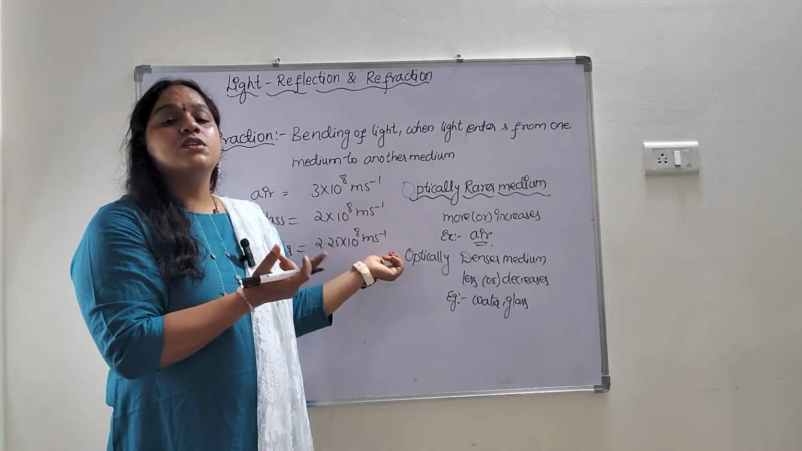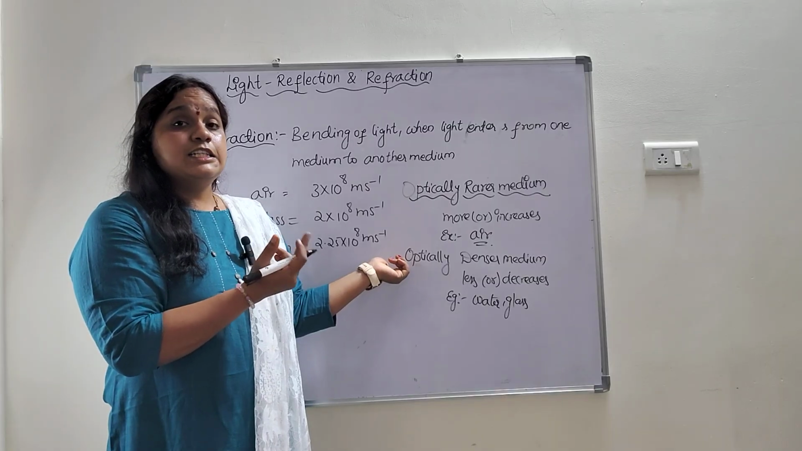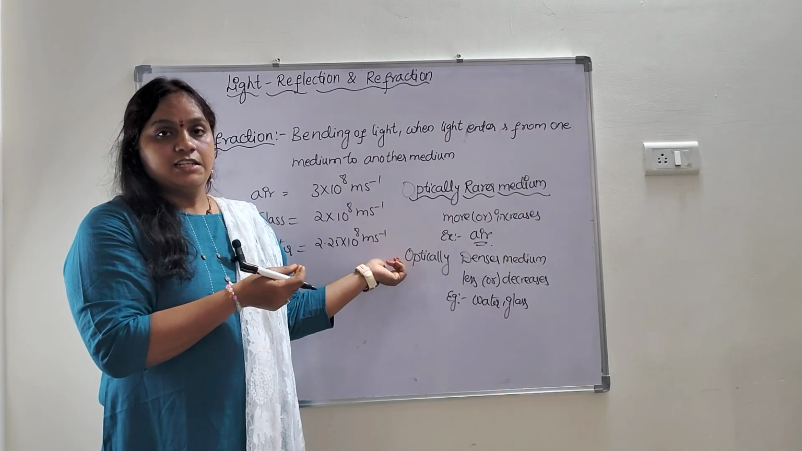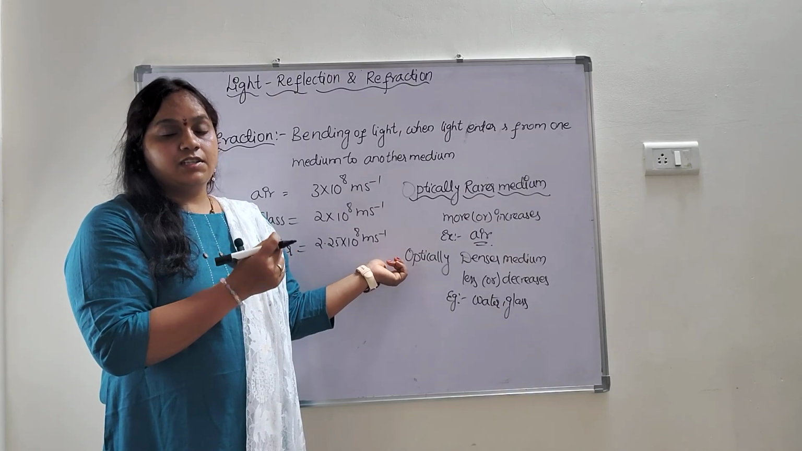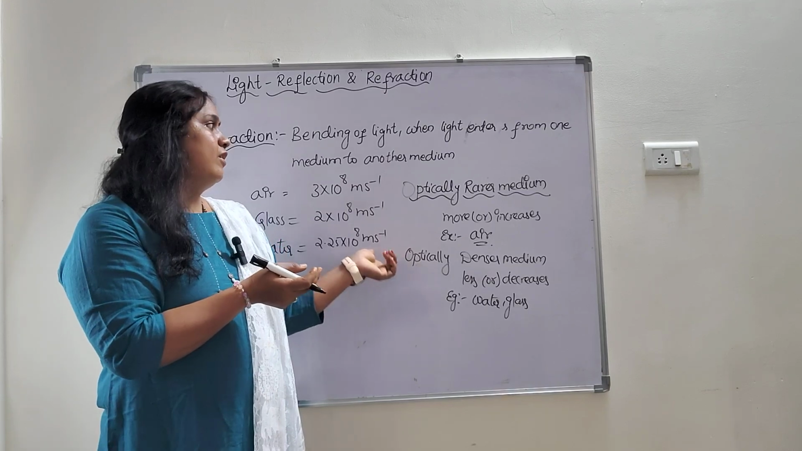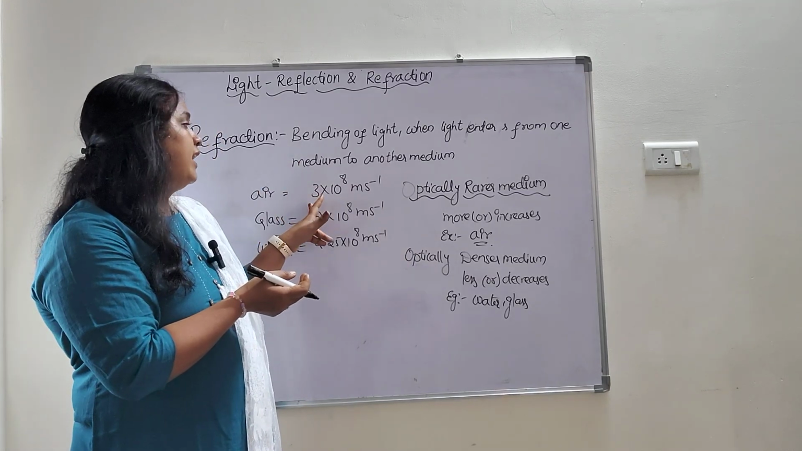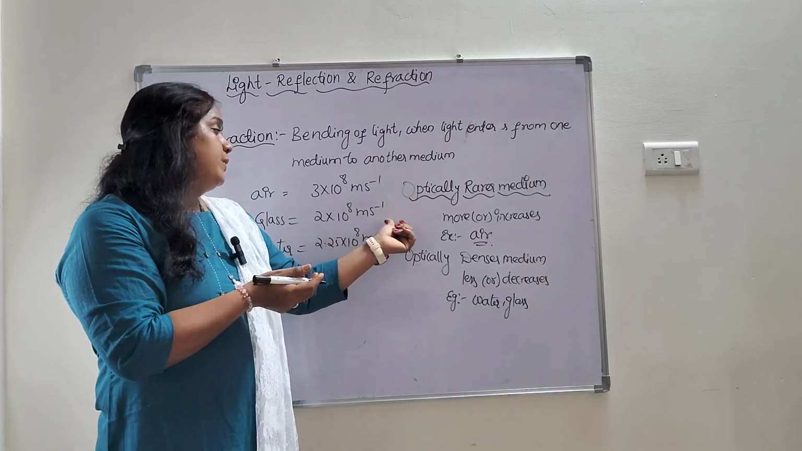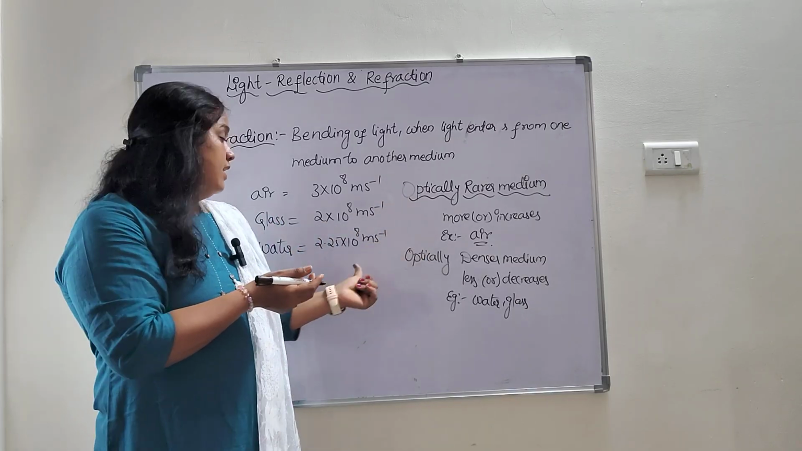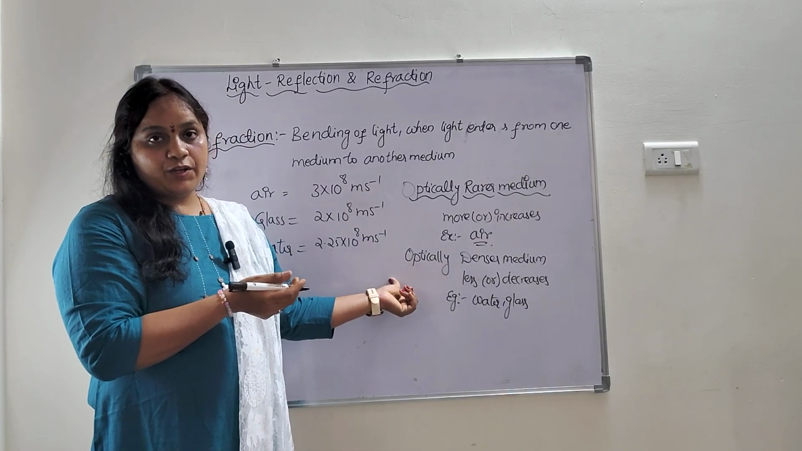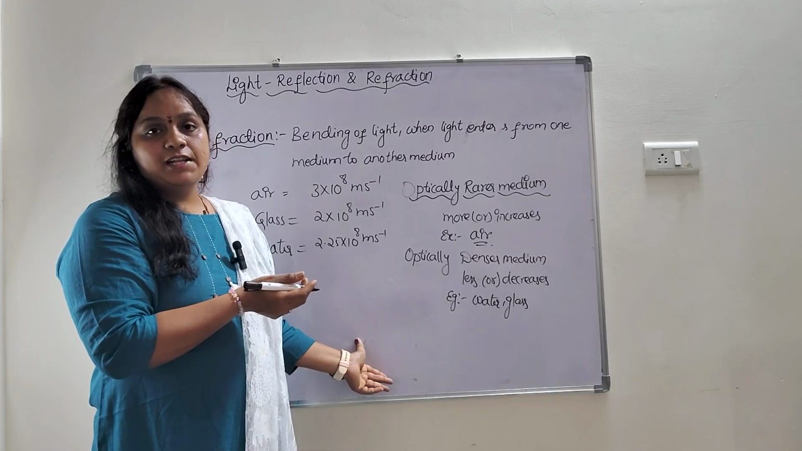So what is the cause of refraction? The speed of light will be different for different mediums. That's the reason for the change in direction; the direction of light bends. This is called refraction. The speed of light in air is 3 into 10 to the power of 8 meter per second, in glass it is 2 into 10 to the power of 8 meter per second, and in water it is 2.25 into 10 to the power of 8 meter per second. If you want to note it, please note it.